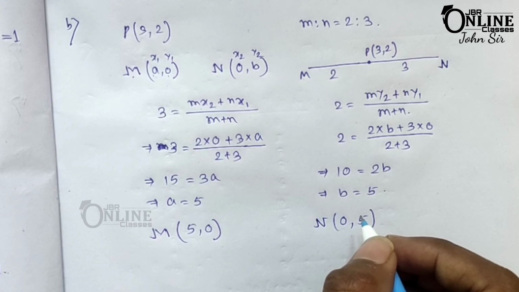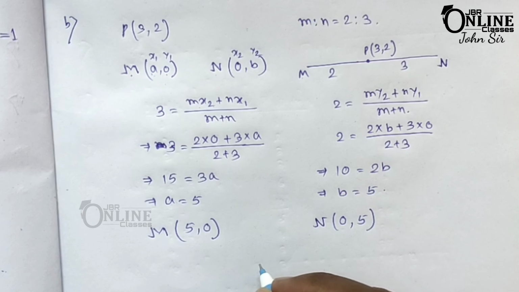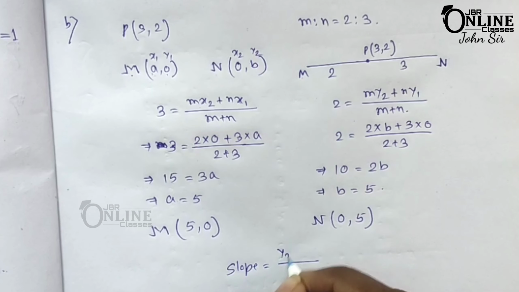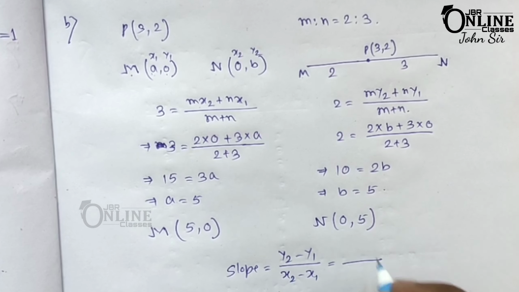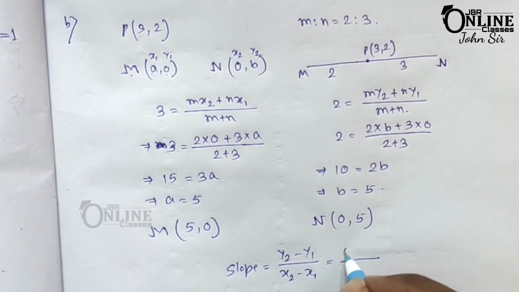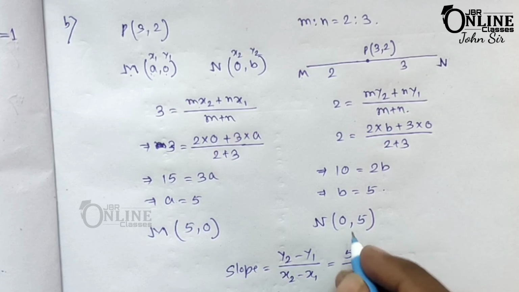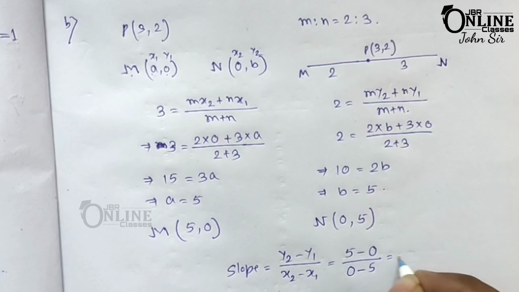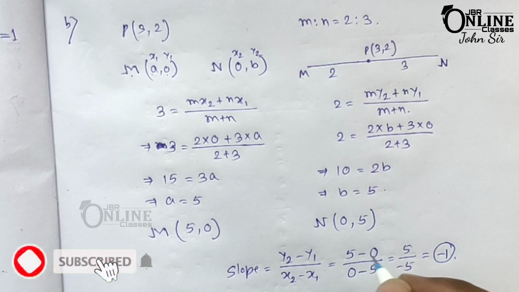Now next one, find out the slope of mn. Okay, so to find out the slope of mn, that means 2 points, here the slope formula is y2 minus y1 divided by x2 minus x1. So what is the value of y2? Here y2 equal to 5, y1 equal to 0, then x2 equal to 0, x1 equal to 5. So that means 5 by minus 5, that equal to minus 1. So minus 1 is the slope.